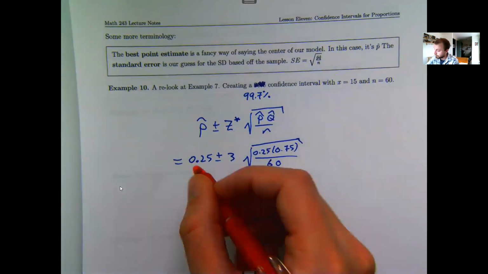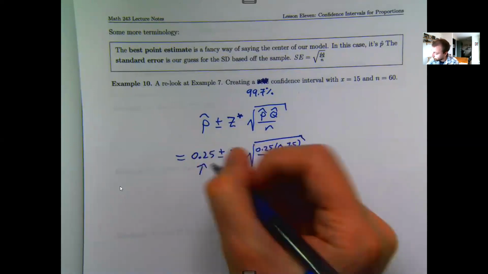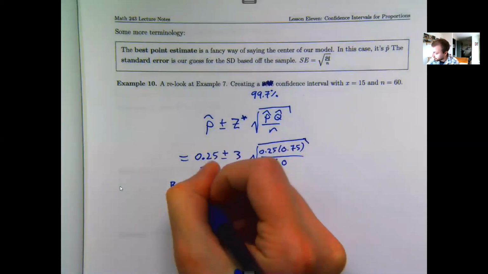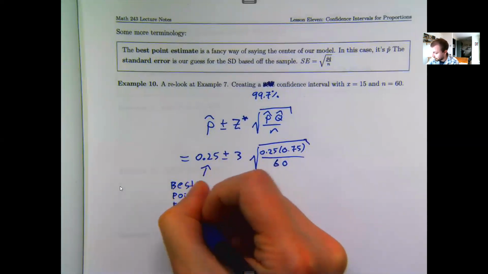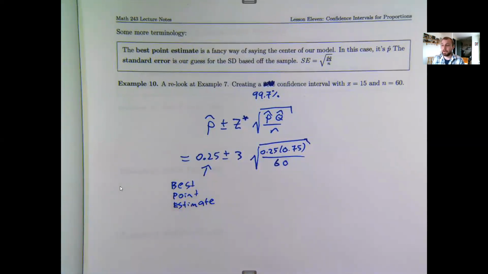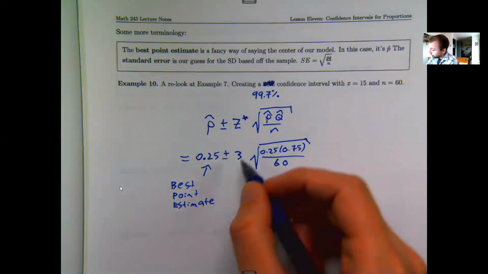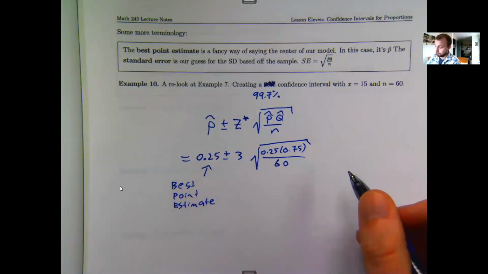I said this 25% was an estimate for how many people had TI-89s. So I would call this my best point estimate. I'm guessing what the success rate is for the entire population using only one point or only one number. So 25% or so. The or so amount, everything after the plus or minus, is called the margin of error.